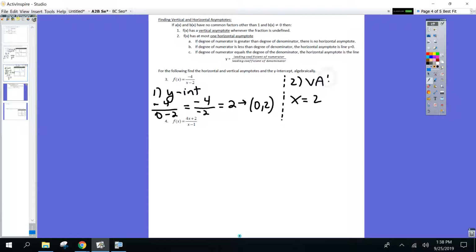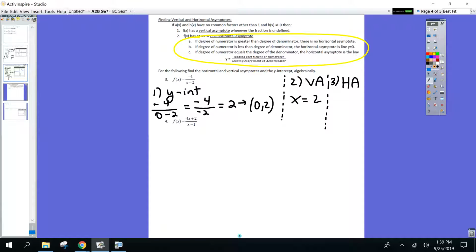And now finally, here's the real big new thing I got to show you, and that is without the calculator, how do I do the horizontal asymptote? Up above, I have 3 different scenarios that will tell you how to find it. Before I do, do you know what the degree means? That means the highest exponent in each.